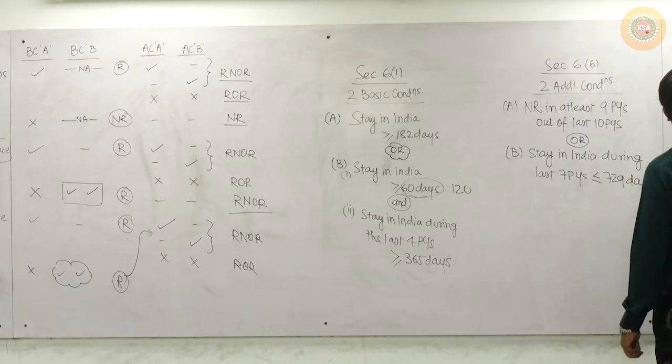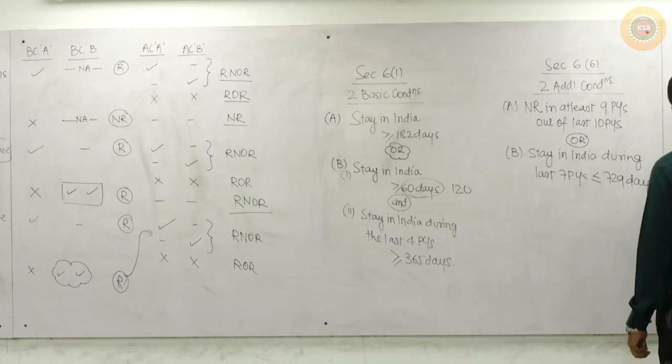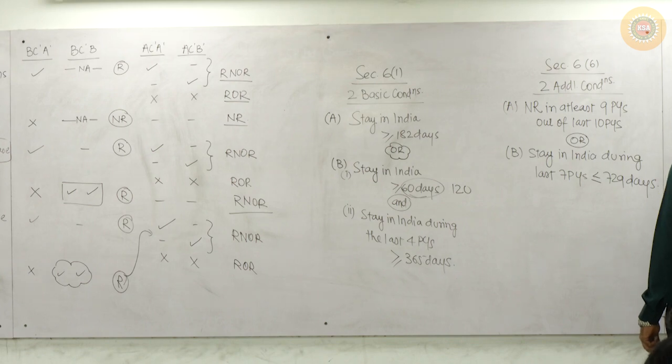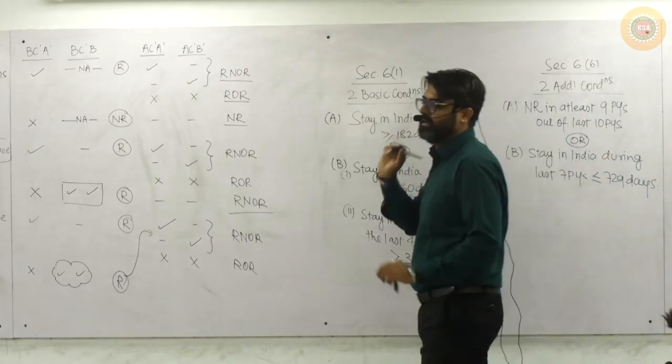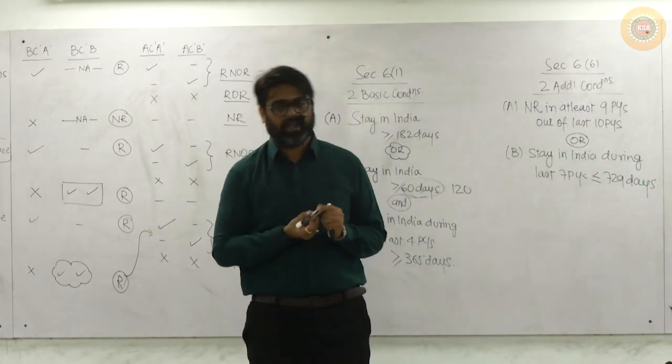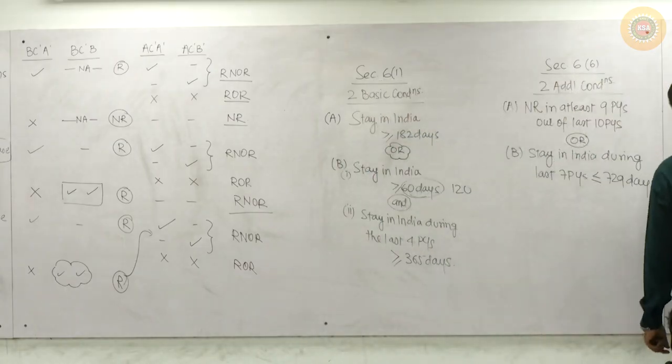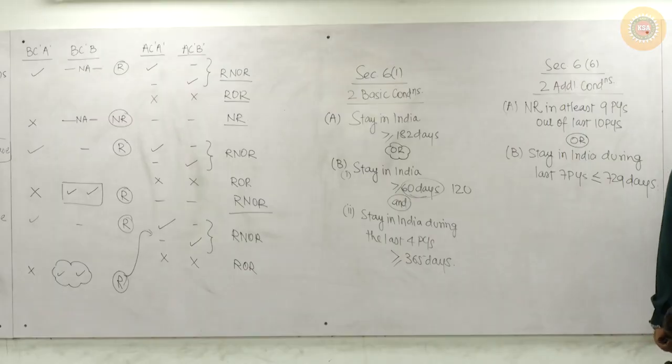See, if you talk about 3 exceptions, or you talk about special case, or you talk about normal case, your first starting point will always be basic condition A. Always, in any of the cases. Always you will have to start from basic condition A. Then there is basic condition B also.